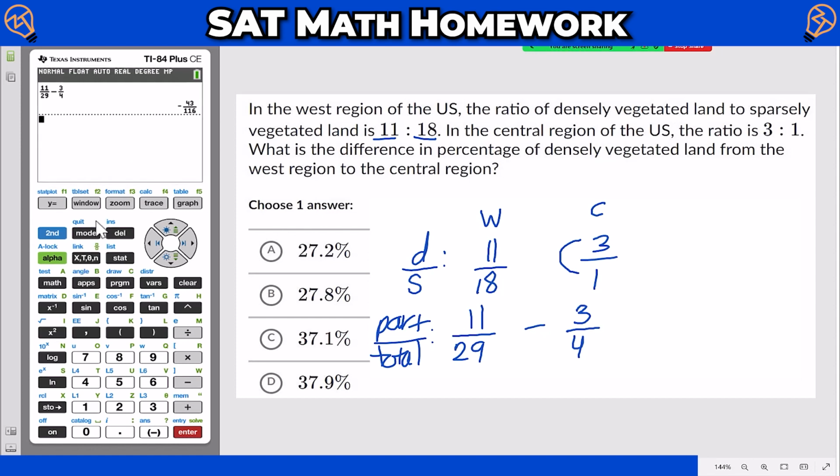And we could figure out the decimal equivalent by doing alpha y equals, choosing option 4. And if we want it as a percent, simply multiply by 100. And again, we'll disregard the negative. And they don't specify what to round to, but you can see in the answer options, 37.1 is going to be the right answer. So option C.